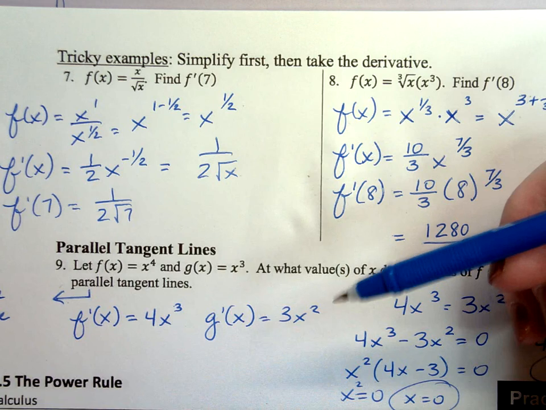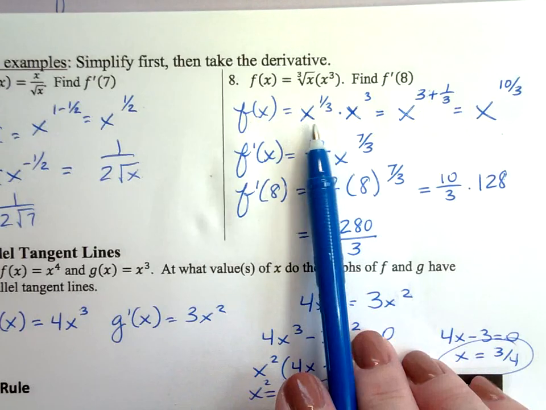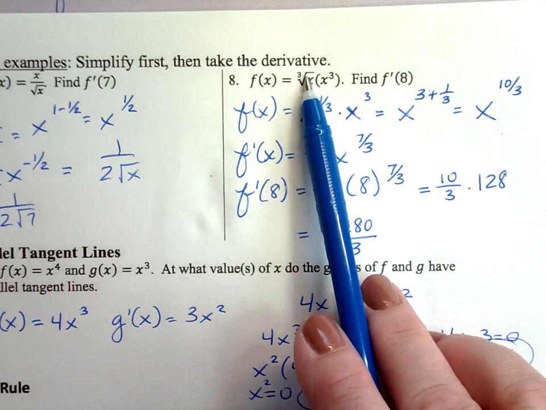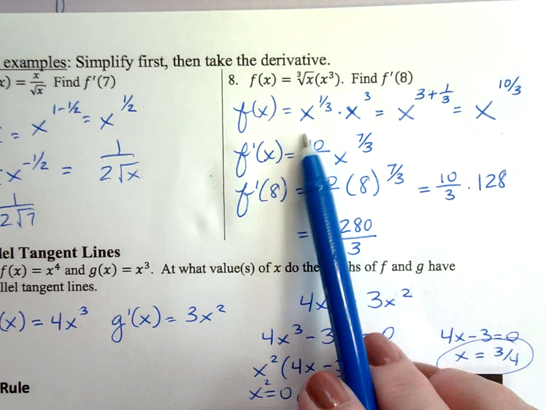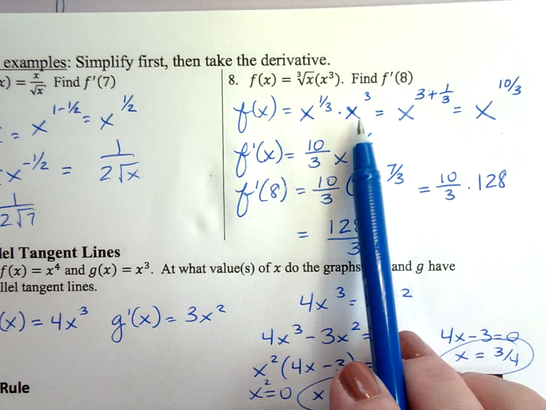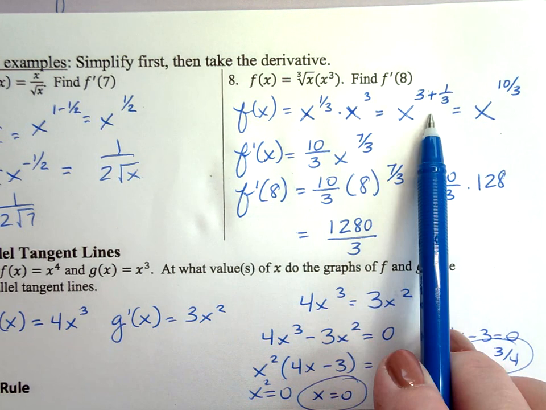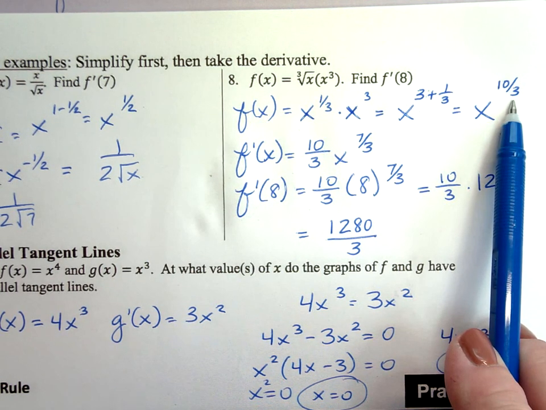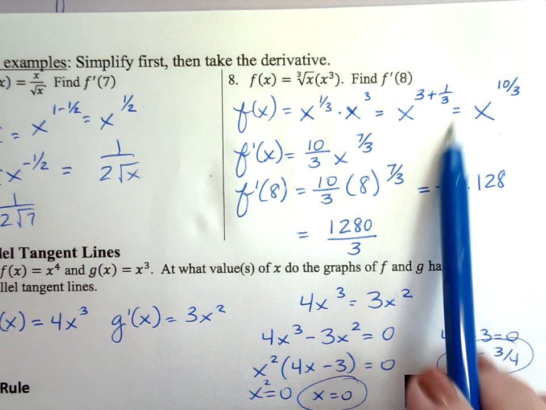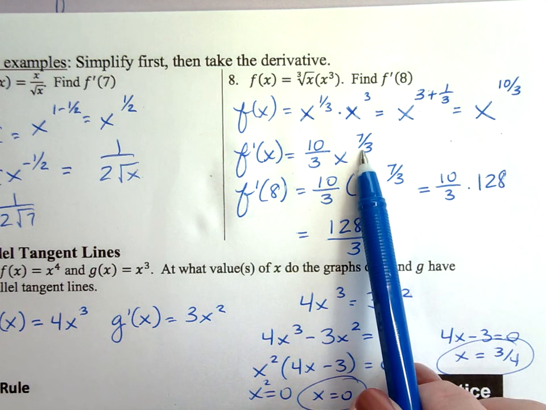Number 8, you are taking x to the 1/3, which is the same thing as the cube root of x. When you times it by x cubed, you're adding the exponents. 3 plus 1/3 is 3 1/3, 10/3. Find the derivative, 10/3 drops down in front. Subtract away 1, 3/3, you get 7/3.